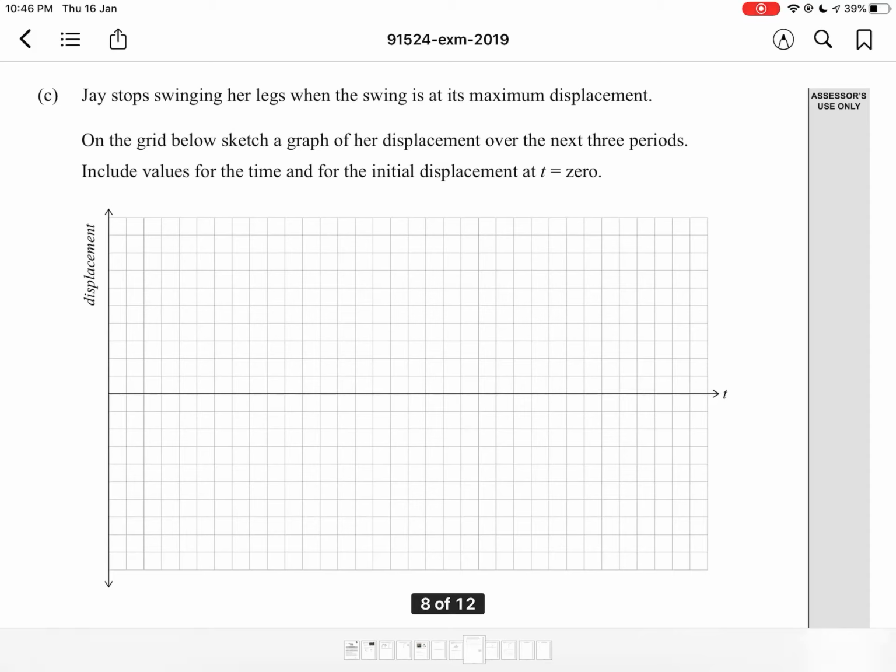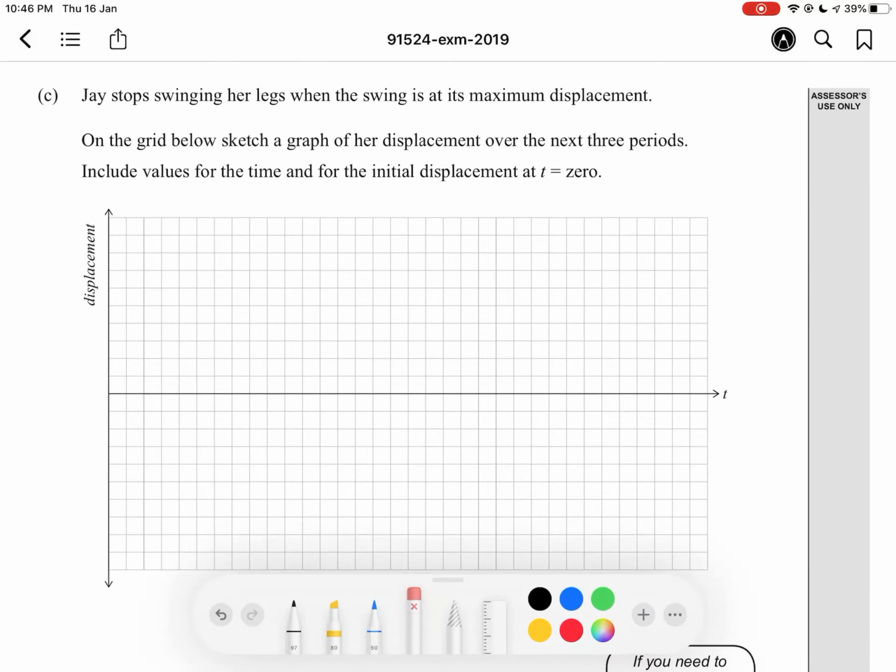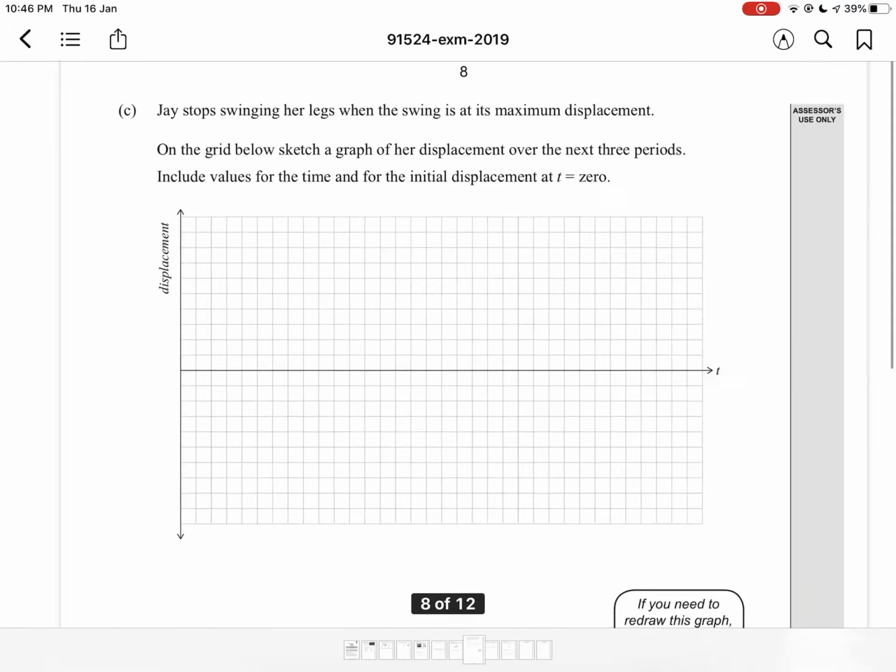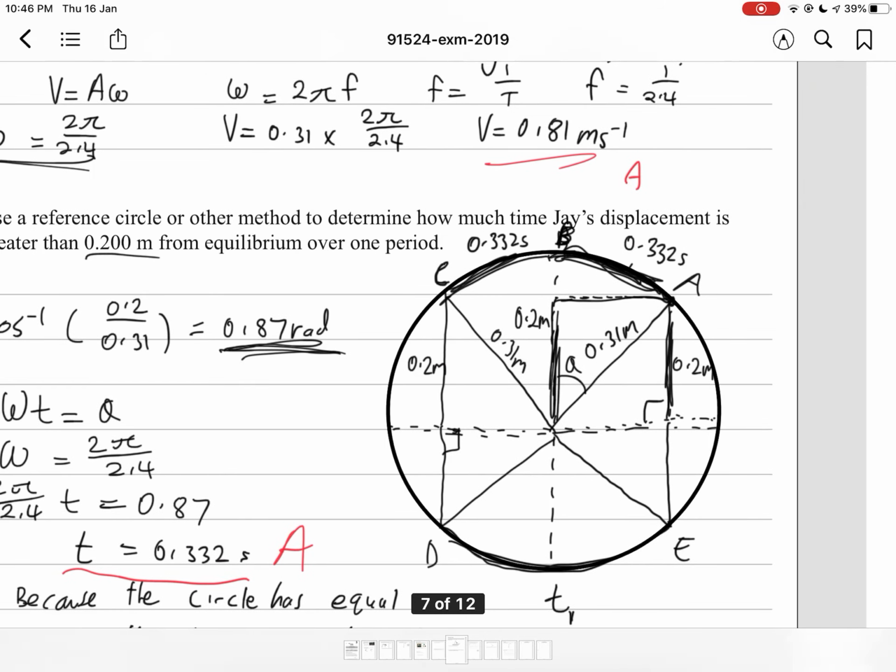So question C: Jay stops swinging her legs when the swing is at its maximum displacement. On the grid below, sketch a graph of her displacement over the next 3 periods. Include the values for time and for the initial displacement at t equals 0. So Jay stops swinging her legs, that's going to be our t equals 0, and that's when the swing is at the maximum displacement.